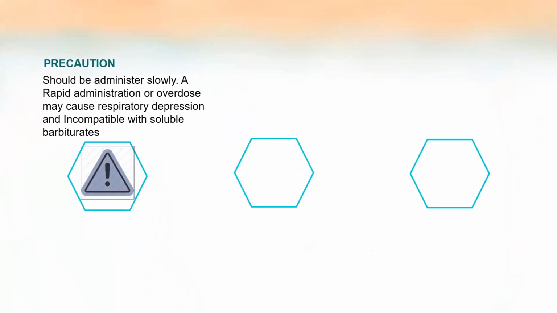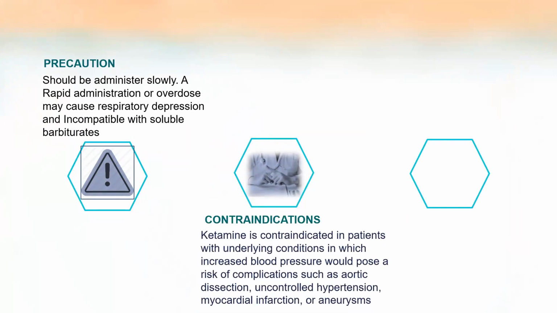Precaution. It should be administered slowly. A rapid administration or overdose may cause respiratory depression, and it is incompatible with soluble barbiturates, that is phenobarbital. Contraindications. Ketamine is contraindicated in patients with underlying conditions in which increased blood pressure would pose a risk of complications, such as aortic dissection, uncontrolled hypertension, myocardial infarction, or aneurysm.